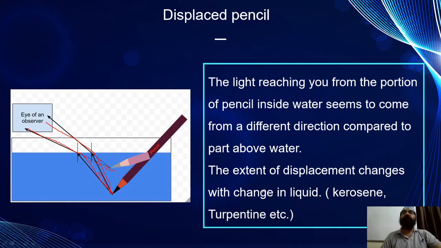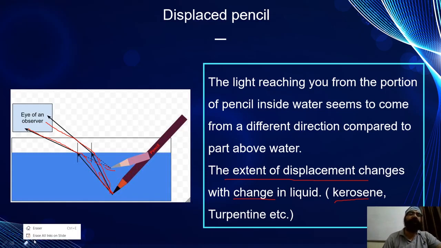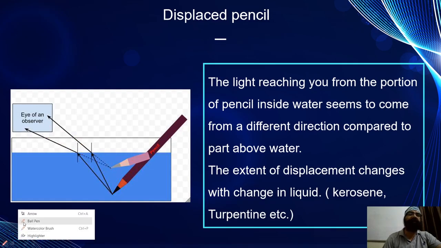Now the extent of displacement changes with the change in the liquid. If I put in kerosene, it appears more bent. If I put in turpentine, again it appears even more bent. So why does this happen? That we'll understand in the coming slides. Let's go to the next slide.